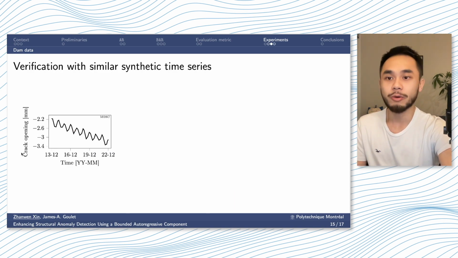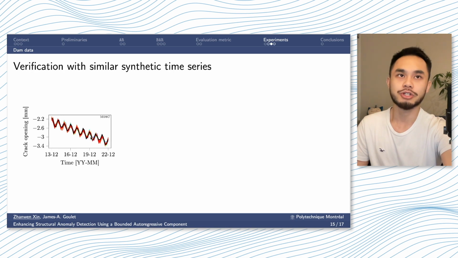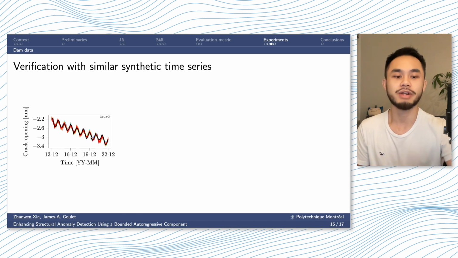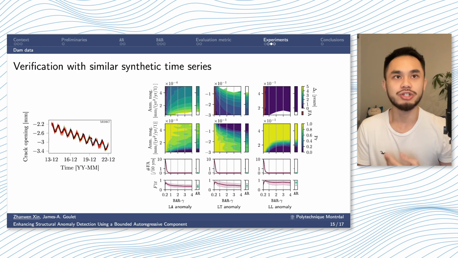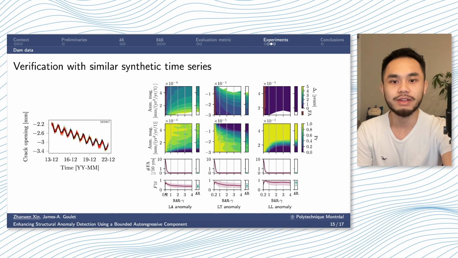So this time series measures the crack opening of the dam and is represented by the black line here. The horizontal axis is the time and the vertical axis shows the crack opening. And by using this real time series, I can generate a bunch of synthetic time series that are similar to it. For sure, I know they are anomaly free because I didn't change the baseline in the data generation. And on top of these time series, I will inject different types of anomaly that we saw in the context section: LA, LT, and LL anomaly. And I evaluate the performance of the BAR model with different gamma values, represented by the horizontal axis here, compared to the AR components.